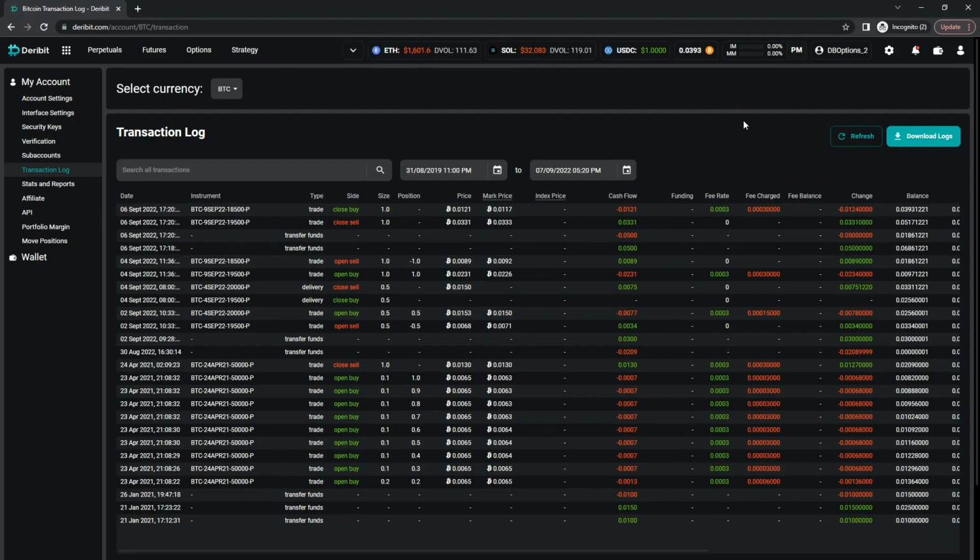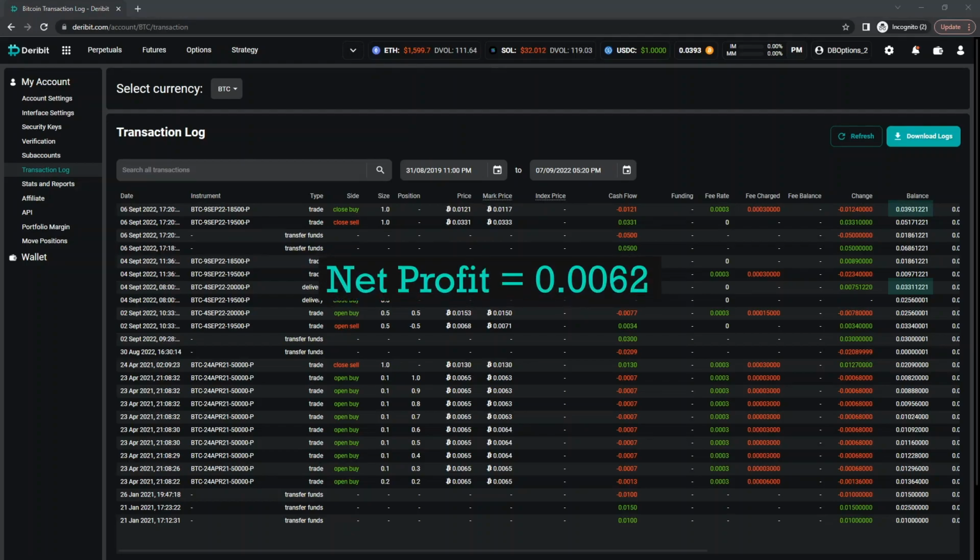Before we opened the bear put spread, we had a balance of 0.033112221 Bitcoin. And now, after we have closed the bear put spread, we have a balance of 0.039312221. This means our trade has made a net profit of 0.0062 Bitcoin, including all fees.